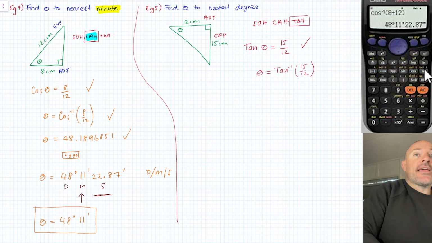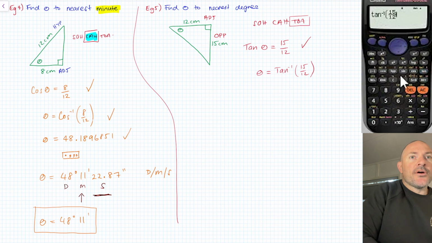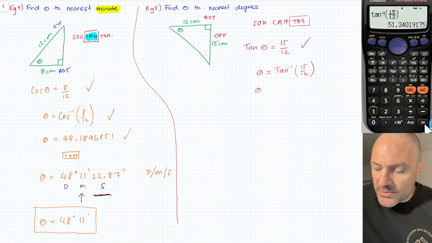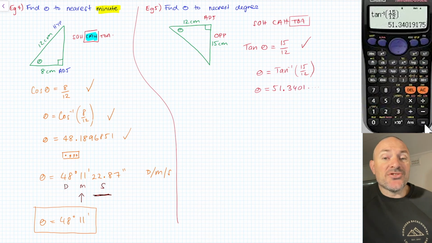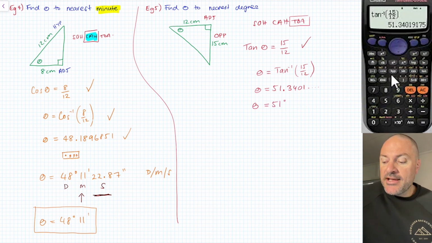I'm going to grab my calc out as we can see. Shift tan, hopefully tan -1 comes up, it does. I'm going to type in 15, I'm going to use a fraction button this time, over 12. Okay, I'm going to close my brackets. I'm going to press equals. We get theta equals 51.3401... Now again, this one says the nearest degree, nearest whole number, theta equals 51 degrees, and that's job done.